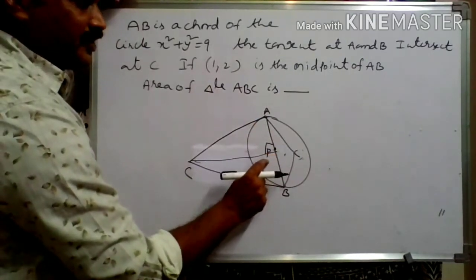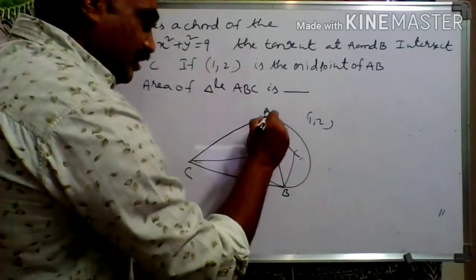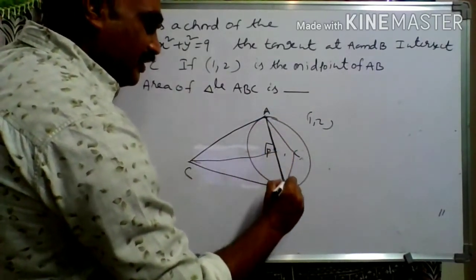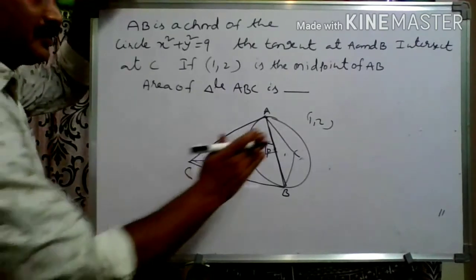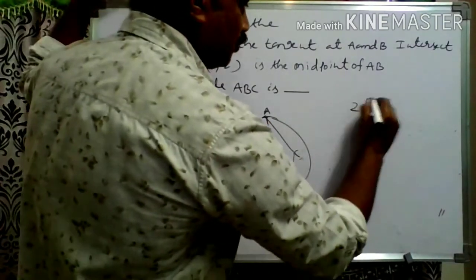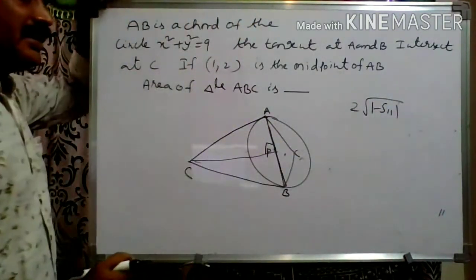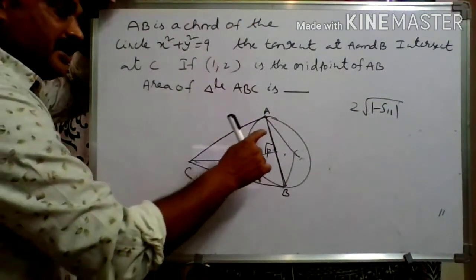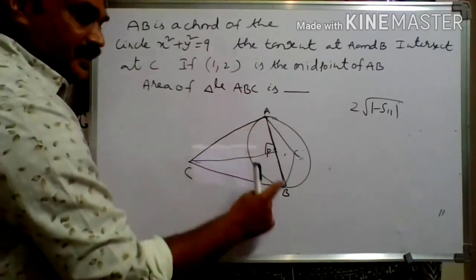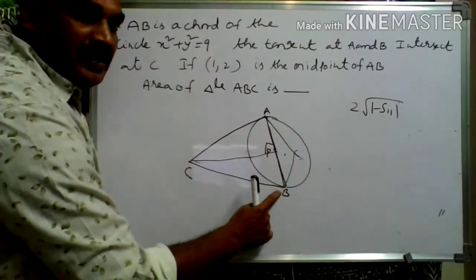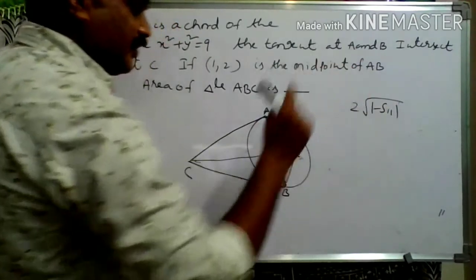Here, the midpoint of the chord is 1 comma 2. Here, the length of the chord with a given midpoint was already discussed. The length of the chord with a given midpoint is given by the formula 2 root of minus S11. Students, here the area of the triangle is equal to half of base and height. Base is AB, height is PC. So base is the length of the chord, formula 2 root minus S11.